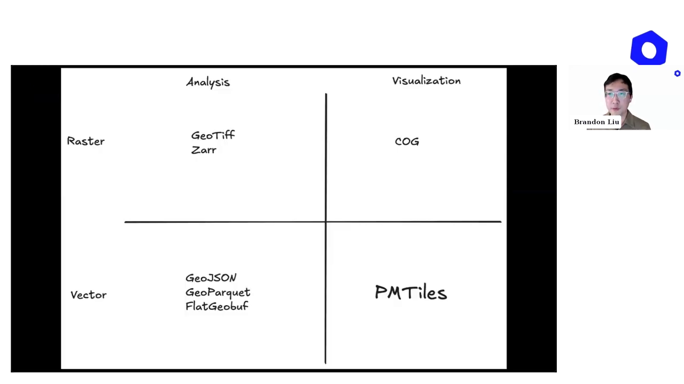So a quick 2x2: if you think about raster in the top, there's GeoTIFF and COG, which are good for both analysis and visualization because they're raster. But for vector, you have these analytical formats like GeoParquet, FlatGeobuf, but those are often unwieldy to visualize because the data size is large. So to build overviews, people generally try to use tiles, and that's what PMTiles is for.